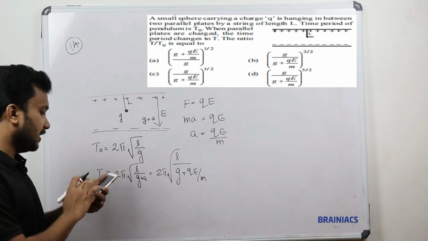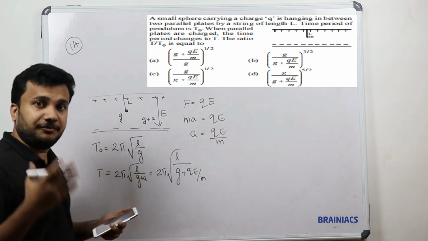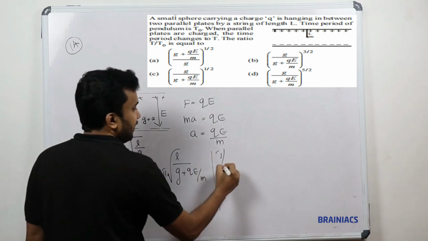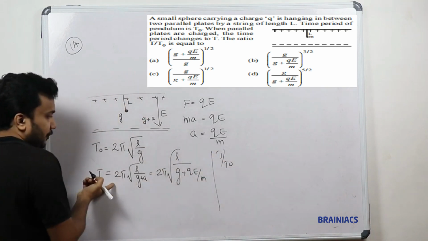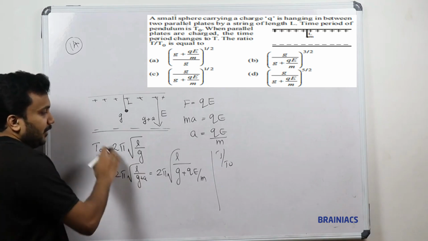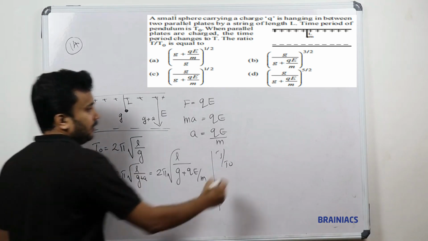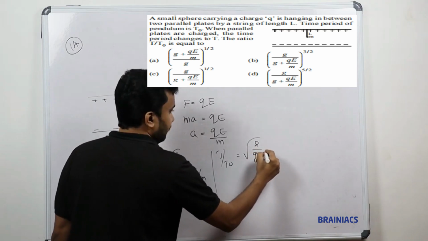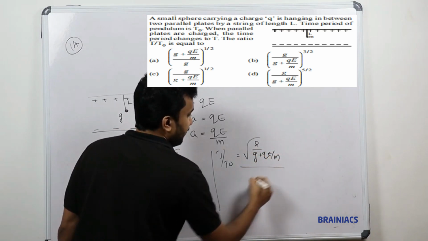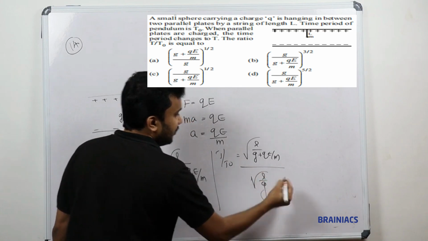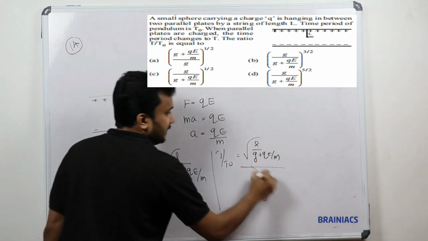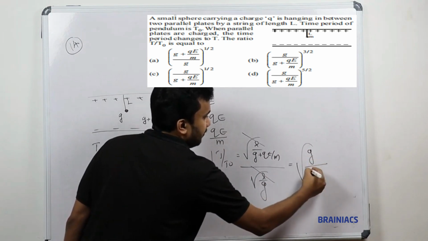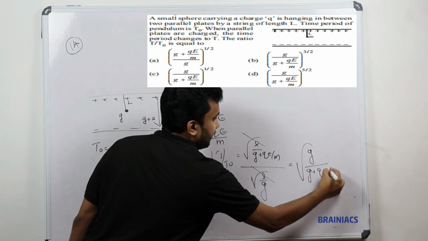Now, what is the question asking about? What is the ratio of T by T0? How do we find T divided by T0? You have to divide this by the other one. 2 pi will get cancelled, of course. So we write root of L divided by g plus qE divided by m, whole divided by root of L divided by g. Root L will cancel each other. So finally root g goes to the numerator: root of g divided by g plus qE divided by m.